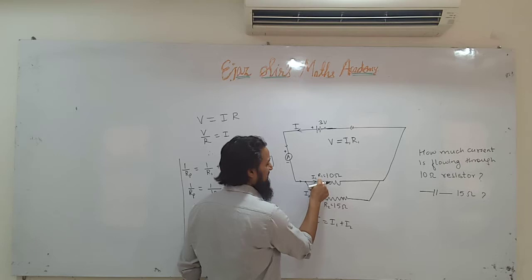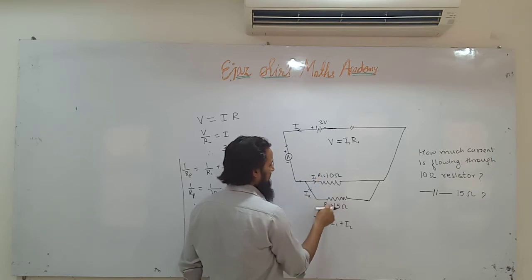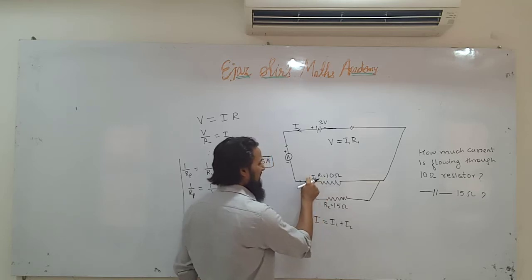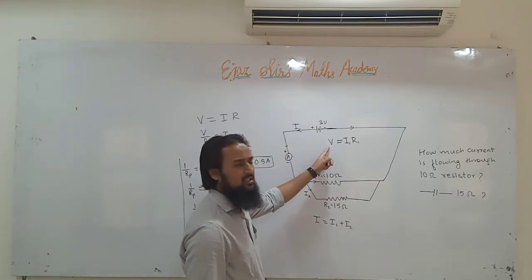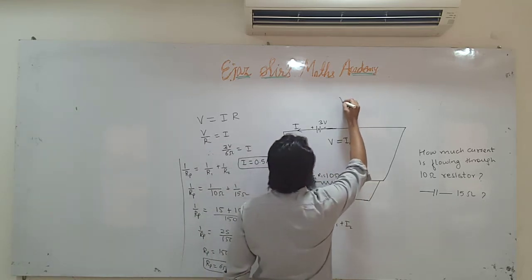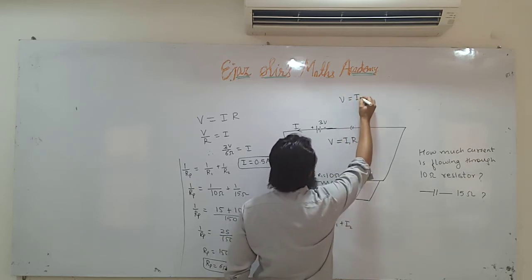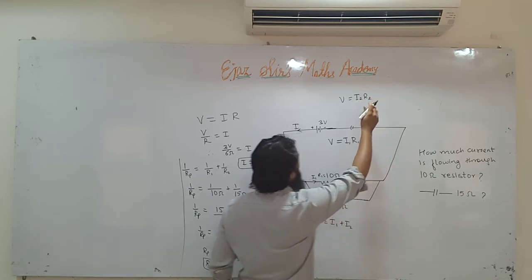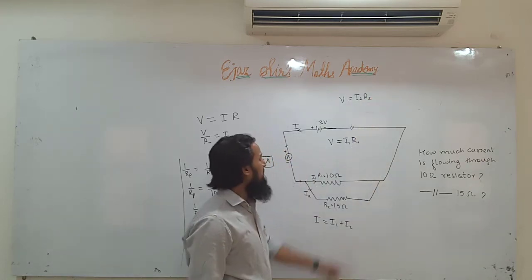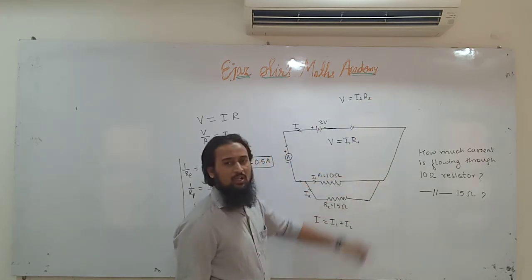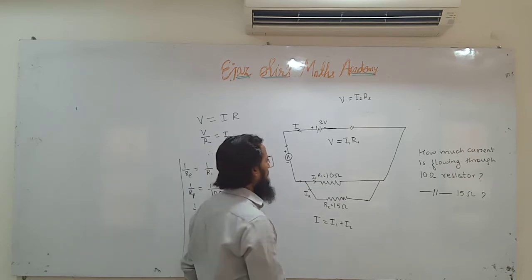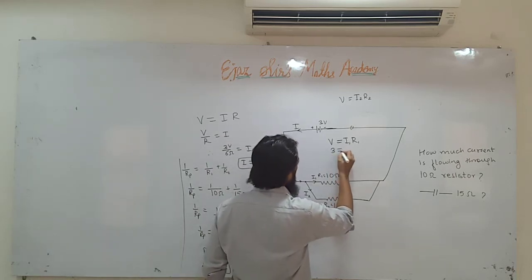If the resistance is more, current will be less. If the resistance is less, the current will be more, but voltage remains the same. So V is equal to I1 R1, or we can write V is equal to I2 R2. Whether it is I2 R2 or I1 into R1, the voltage will be the same, 3 volt.